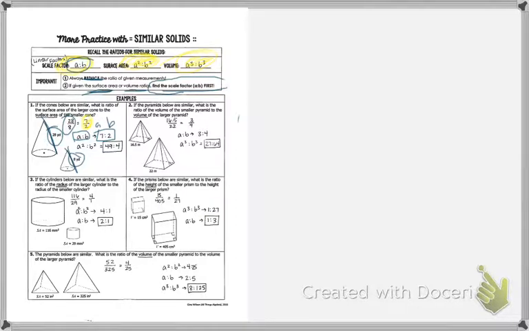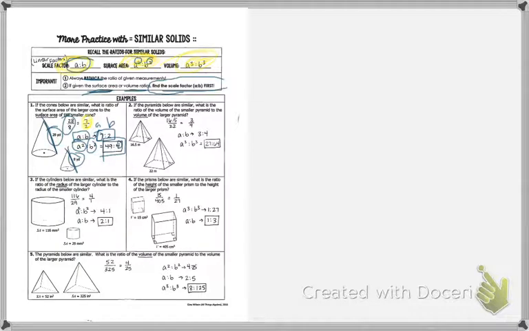If I want to get area, well, we already know area has the power of 2's. So it's A squared, B squared. So what do I do with the 7? I square it. 7 times 7 is 49. 2 times 2 is 4. This is the answer we want.